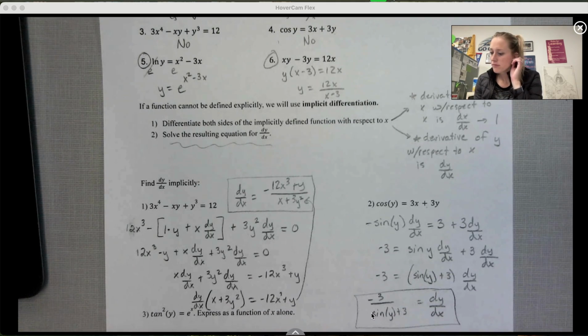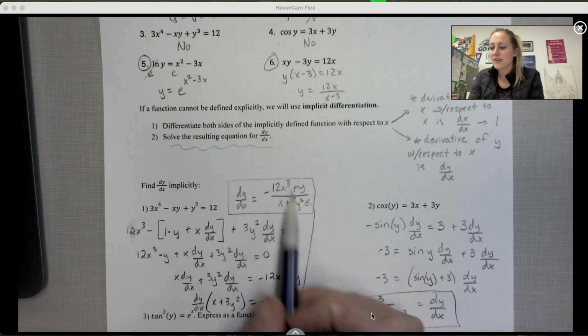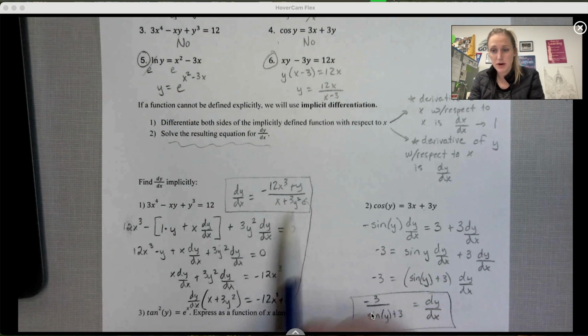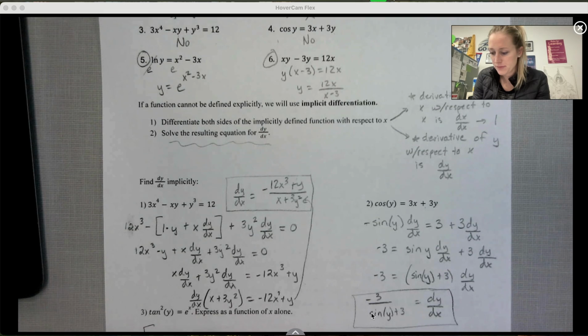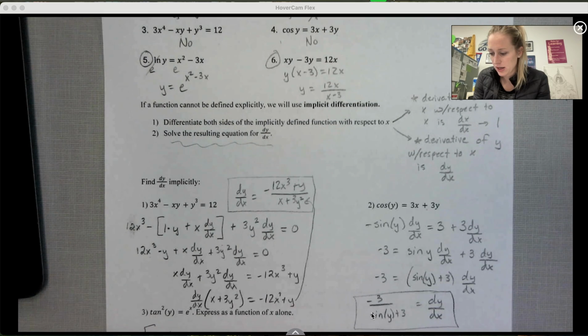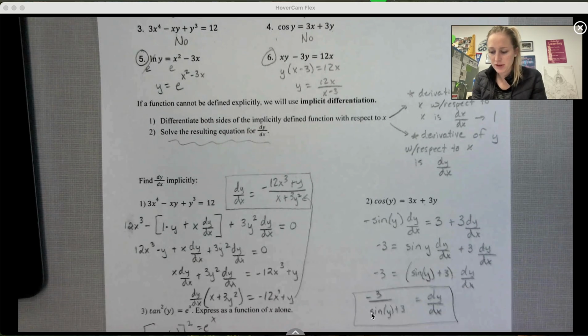Okay. Number 3, express as a function of x alone. Okay, so what this means is you guys can see we've got y's in my derivative. I have x's and y's, so this is saying use only x's. Well, in other words, we're going to do some substitution here at the end. Okay, remember, this is really tangent of y squared. So I'm going to differentiate here.